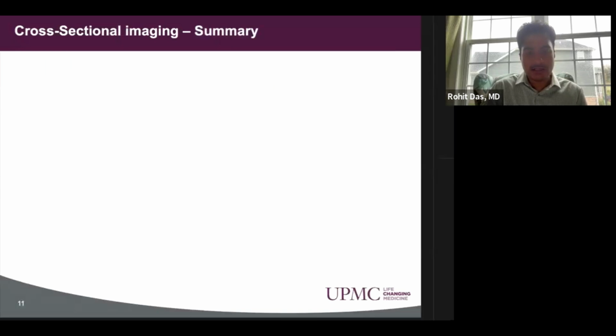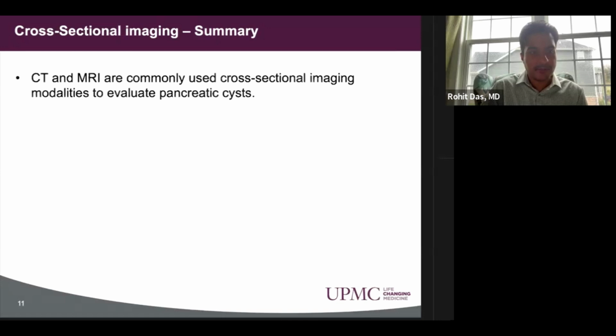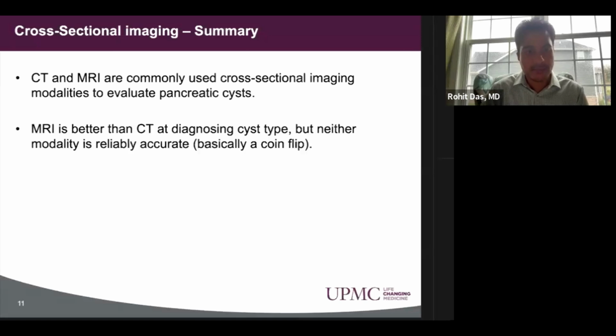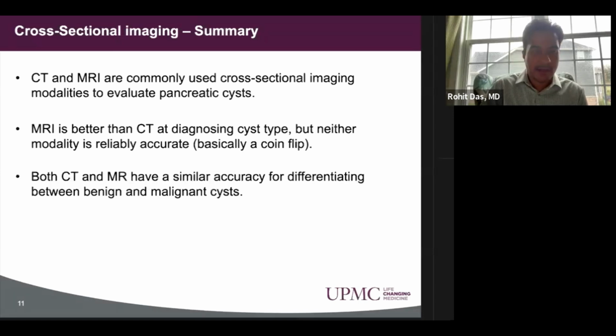So just to summarize in regards to cross-sectional imaging, CT and MRI are the commonly used cross-sectional imaging techniques to evaluate pancreatic cysts, with CT being much more commonly used because of its wider availability and easier to tolerate for patients. MRI is better than CT at diagnosing cyst type, but neither modality is reliably accurate in this regard, and essentially a coin flip. But both imaging modalities have a decent accuracy for differentiating between low and high risk disease.